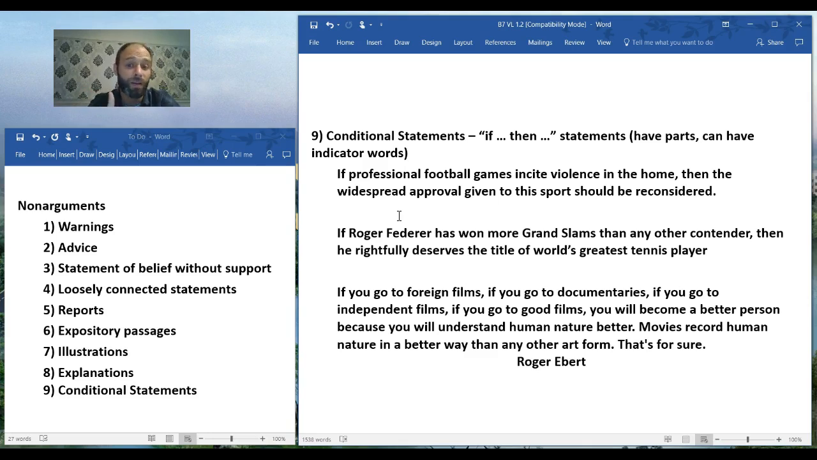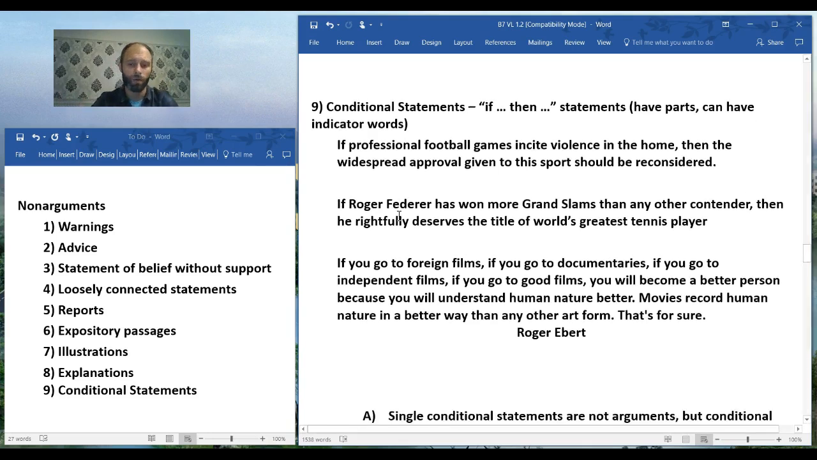So single conditional statements cannot be arguments, no matter how long those conditional statements are. But conditional statements can play a role in arguments as either premises or conclusions.